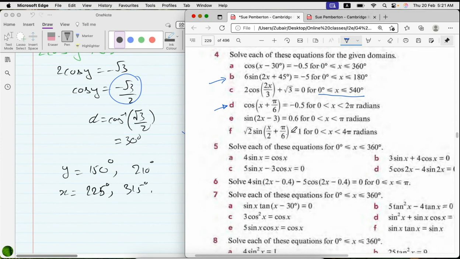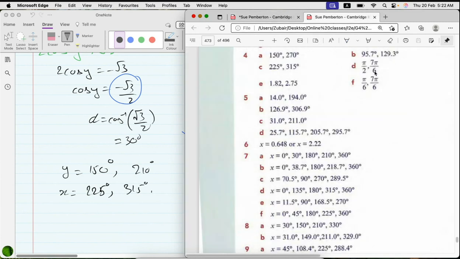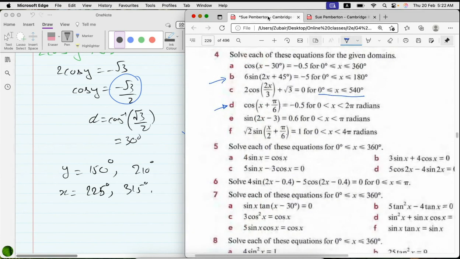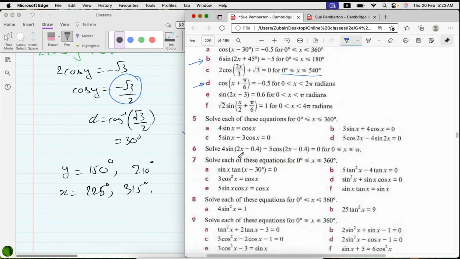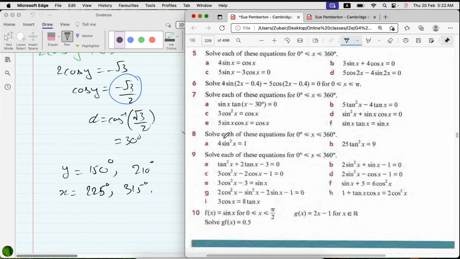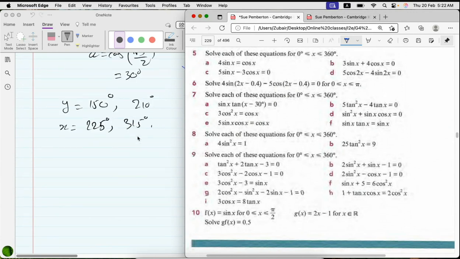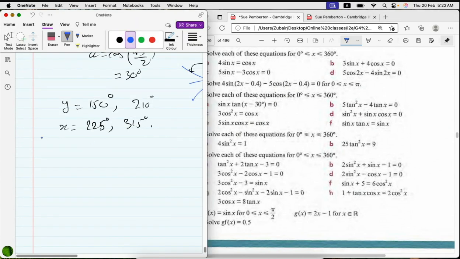So for x, I got pi over 2 and 7 pi over 6. Pi by 2 and 7 pi by 6. Perfect. Okay, now skipping a few questions. Question number 5 says solve each of these following. Now, one thing is applying identity and making that as one trigonometric ratio and then solving. So solving part is almost done. You know how to do these.